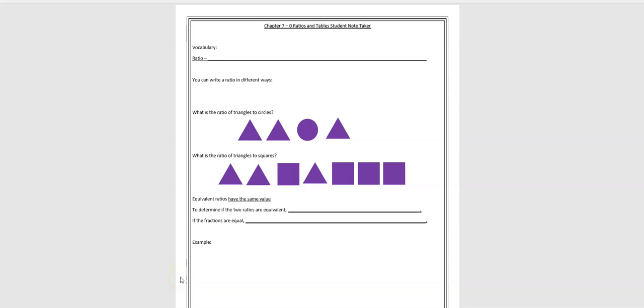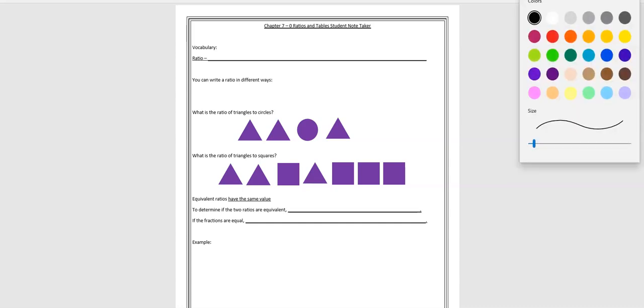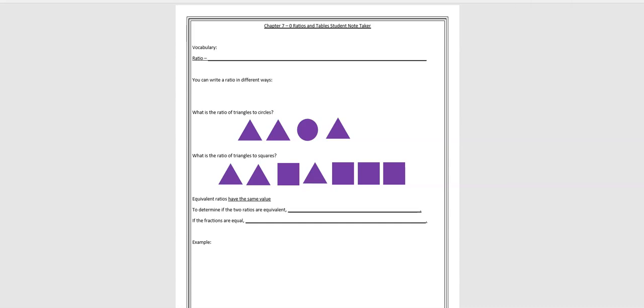Today, we're going to be discussing rates, ratios, and tables. Before we talk about ratios and tables, let's talk about our first vocab word. We have to figure out what a ratio is. So let's go ahead and fill in our definition. The definition for ratio is a comparison of two numbers or quantities.